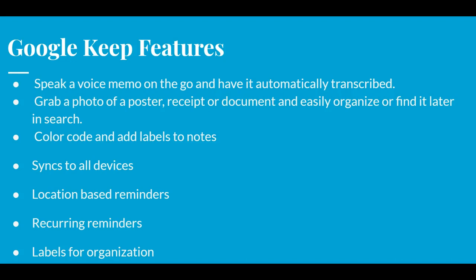You can also do location-based reminders, so you can put a reminder based on where you are. You can have recurring reminders, so it can remind you multiple times that you have something you need to take care of. And like I said earlier, you can use your labels for organization. So let's take a look at how Google Keep functions.